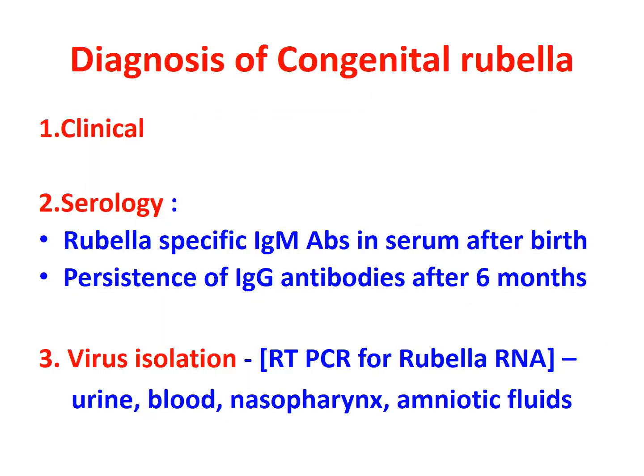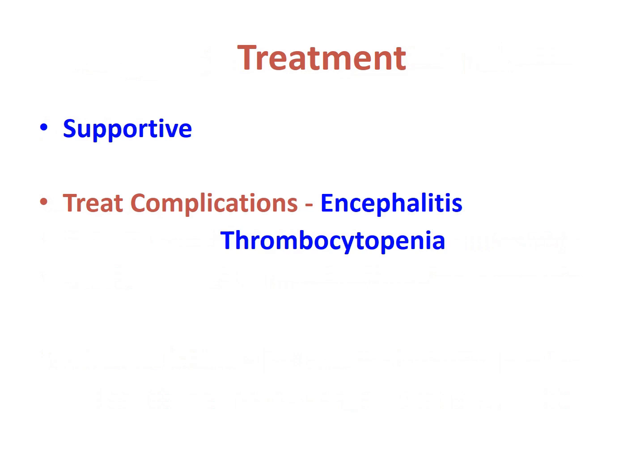Diagnosis of congenital rubella is by the classical triad and the different organs involved, and you can do serology, that is rubella-specific IgM antibodies in serum after birth, and persistence of IgG antibodies after 6 months also indicates congenital rubella syndrome. And you can do virus isolation, that is RT-PCR for rubella RNA from urine, blood, nasopharynx and amniotic fluid. Treatment is just supportive, there is no definite treatment, and you treat the complications as they come.